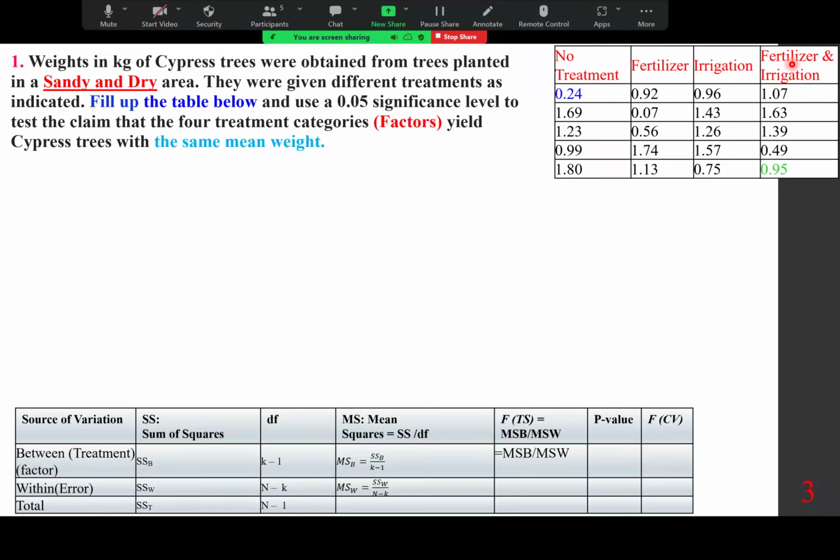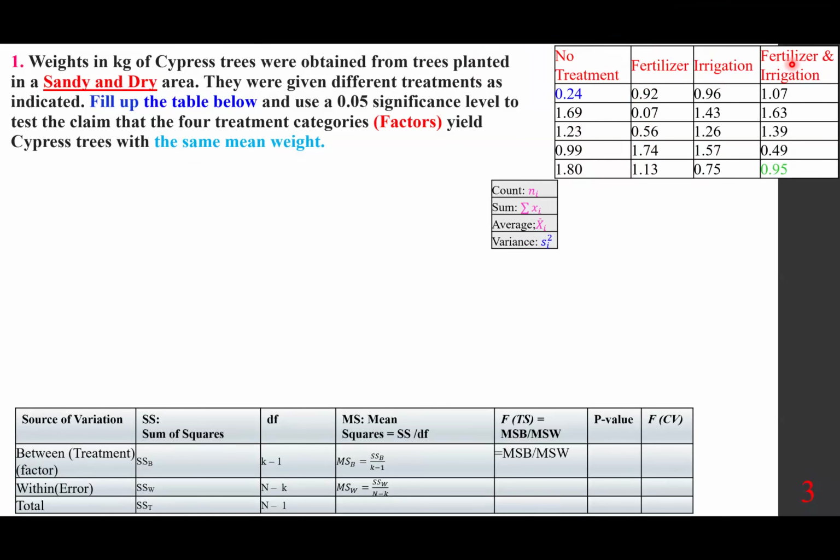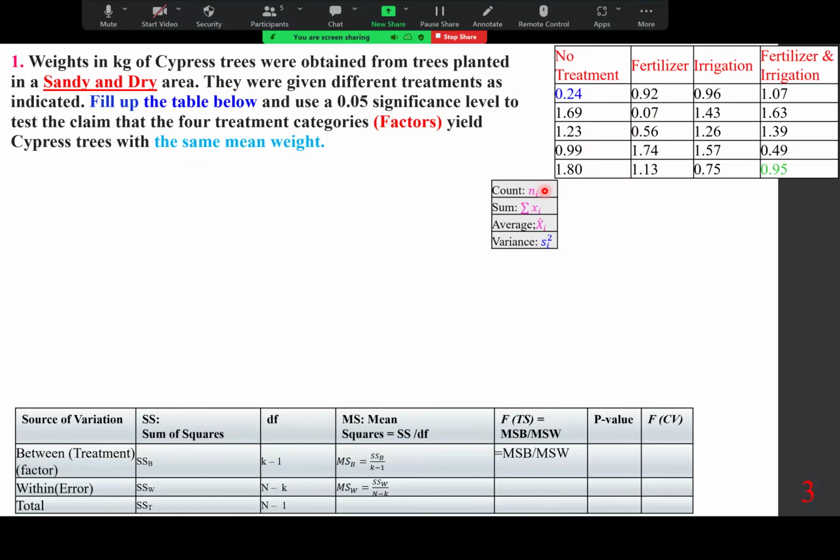So what is involved in the calculation? We need to calculate n sub i, which means how many do we have here? In this case, for example, 1, 2, 3, 4, 5. So how many pieces? 5. They happen to be the same. They may not be. So n sub 1 is 5, n sub 2 is also 5, all the way to n sub 4.